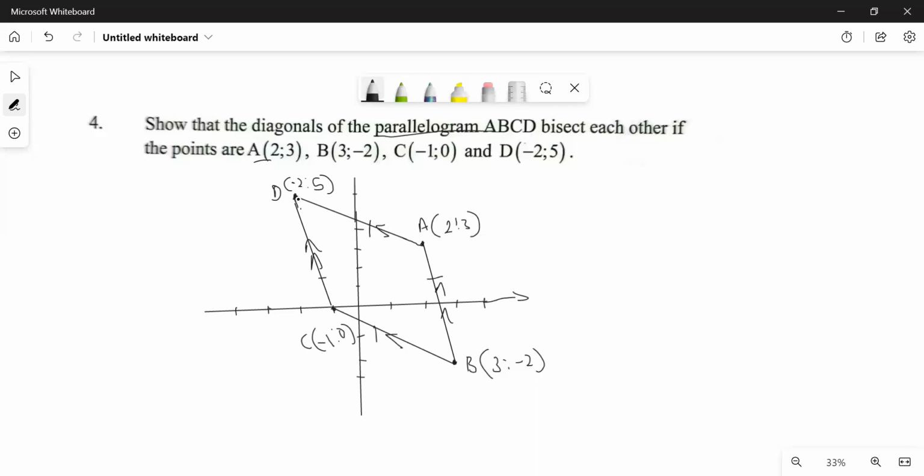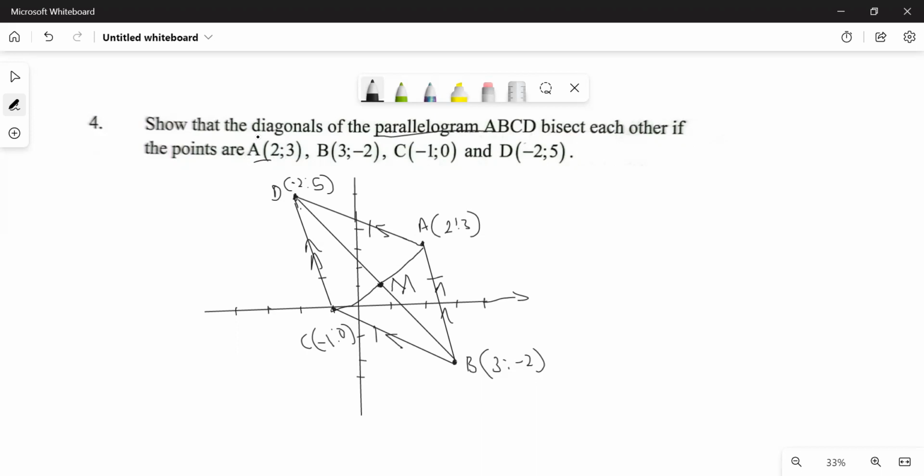If I draw a line from D to B, and then I draw another line from A to C, where they intersect here, they are going to be equal. We call this that the diagonals bisect each other. So the pieces inside are going to be cut into equal parts.